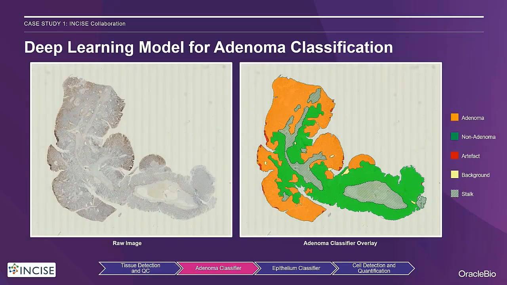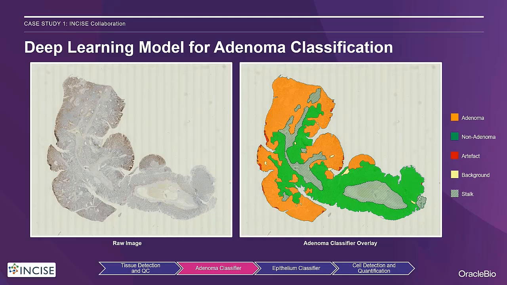So then the next step was the adenoma classifier, which was a deep learning app trained on a number of examples covering the main polyp pathologies in the patient cohort. It was trained to recognize adenoma and non-adenoma, but also background and artifacts, such as out of focus, tissue folds, and stain deposits. Here on the right-hand side, you can see an example of the classifier overlay.